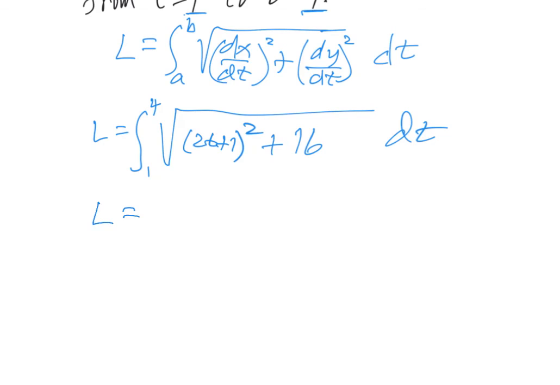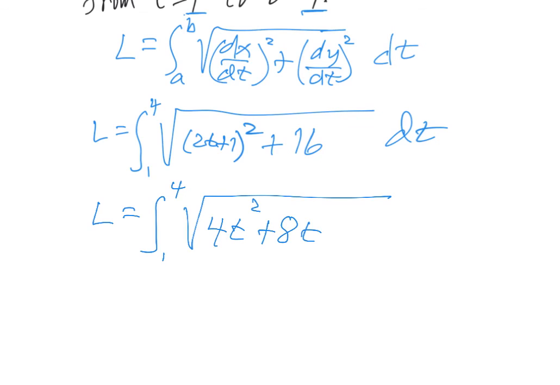We could possibly simplify it, although you can argue that it doesn't really simplify. But if we square that out, we get 4t squared plus 4t, the middle term. That should be a 4t, my bad. Plus 1 plus 16.